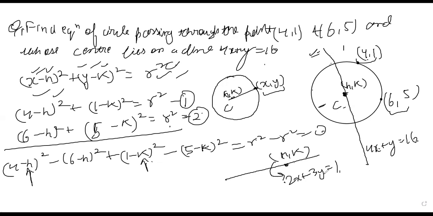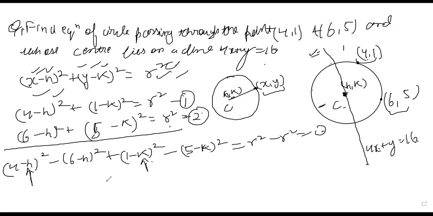Because this point is lying on this line, we can write this equation as 2h plus 3k equals 1. Ultimately these points are lying on this line, so we can put these values in this equation. The same thing we will do in this also.